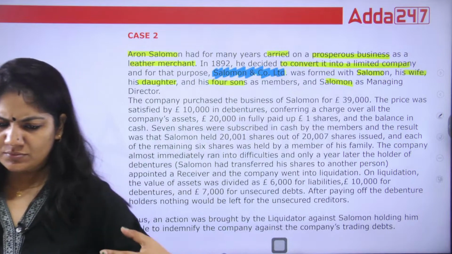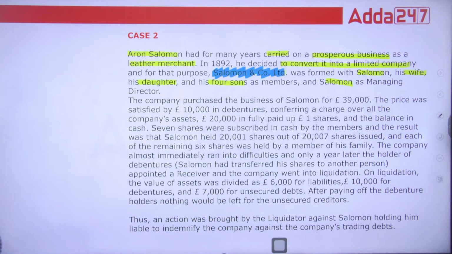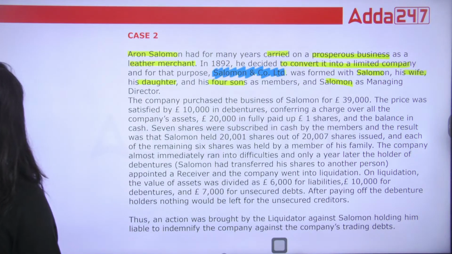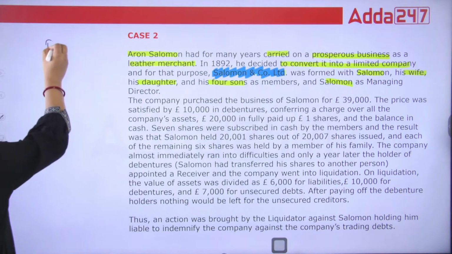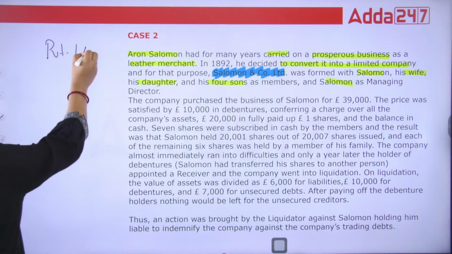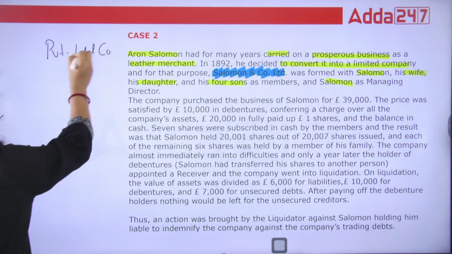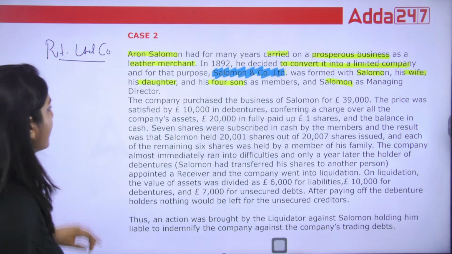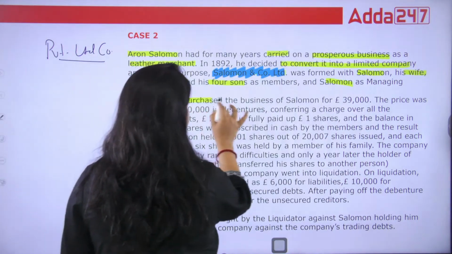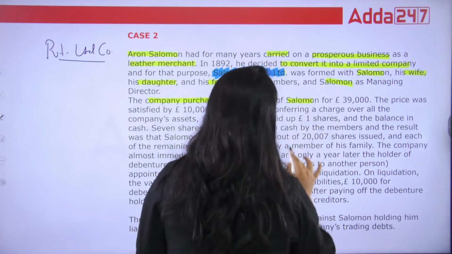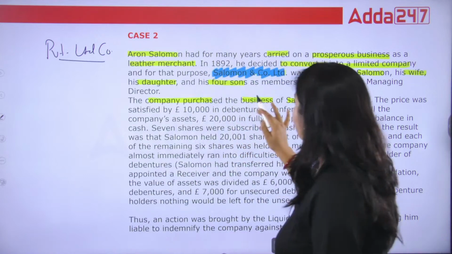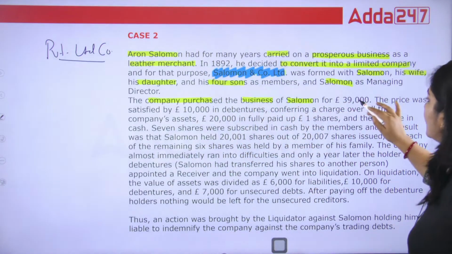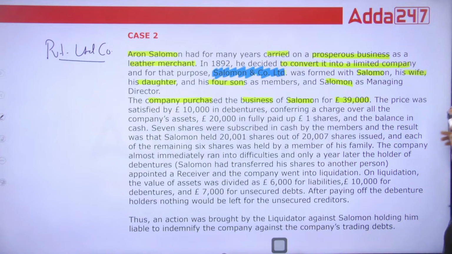Just try to learn the question. This is a private limited company, right? Okay, now the next one. The company purchased the business of Solomon. The company purchased the business of Solomon for 39,000 pounds.